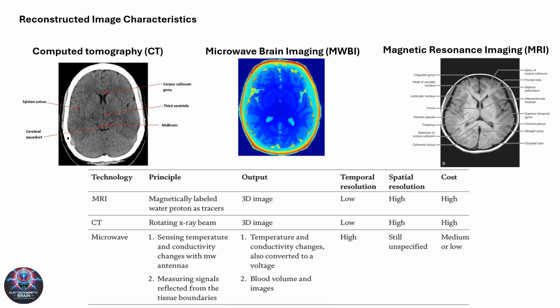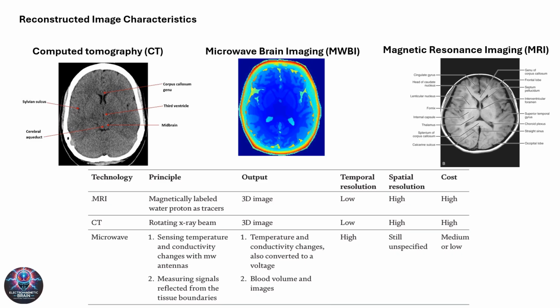Each technology also has distinct applications. CT, with its rapid imaging capabilities, is the first choice in emergencies like trauma or stroke, where speed is critical. MRI, with its ability to capture detailed structural and functional information, is preferred for in-depth studies of the brain and other soft tissues. MWBI, while still developing, is a cost-effective and portable solution for applications such as monitoring cerebral circulation or detecting strokes in real time.